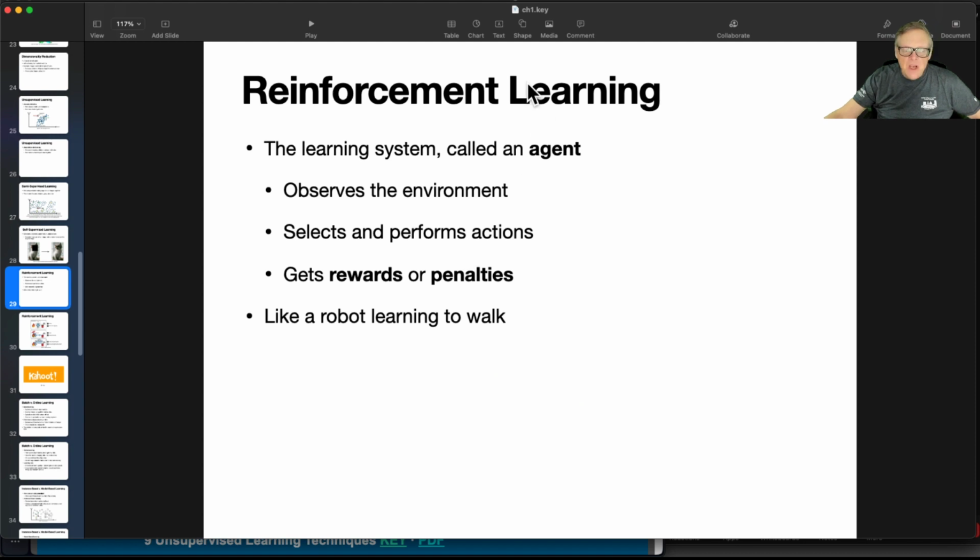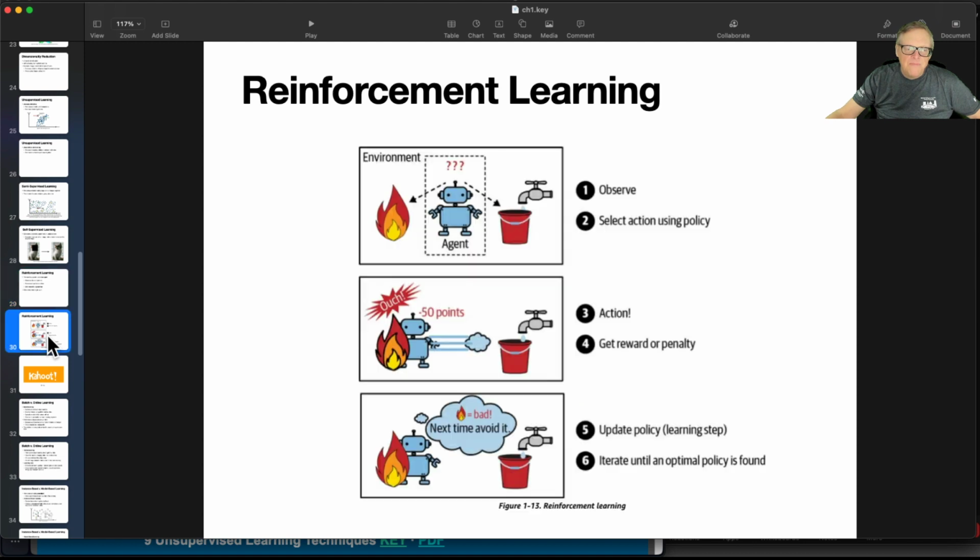All right, and then there's reinforcement learning, where it does something and then it gets a reward or a penalty, like trying to learn how to win a game of chess. It figures out whether you're winning or losing. It selects an action, then it gets a reward or a penalty. Now it knows whether to update its learning to do more of that or less of that.